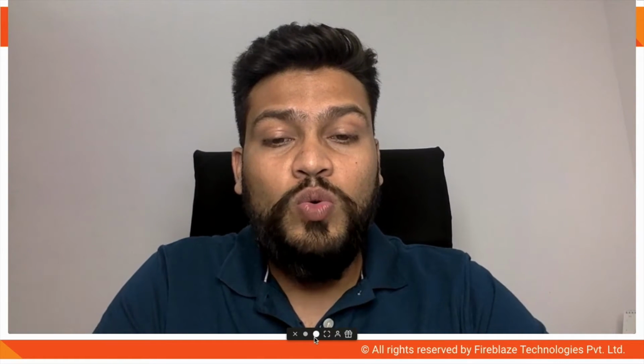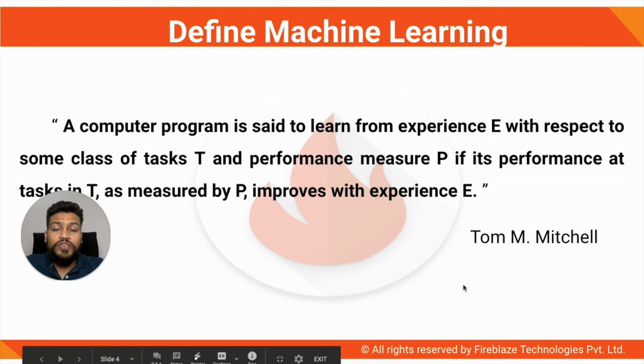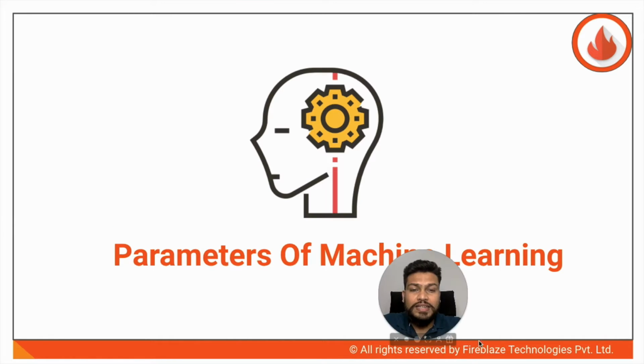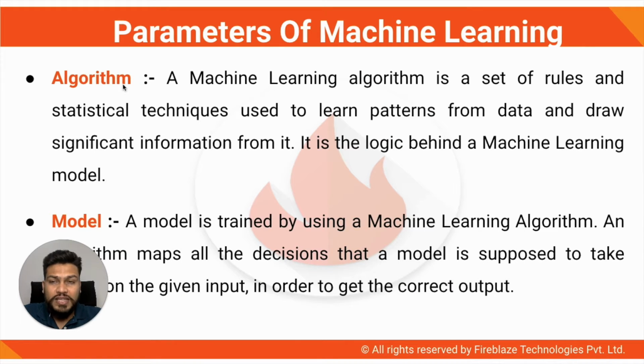Now when we dive deep into it, we need to understand what the basic parameters of machine learning are. The first parameter is the algorithm. Everyone has an understanding of what an algorithm is: steps to do anything. A machine learning algorithm is a set of rules and statistical techniques used to learn patterns from the data and draw significant inferences out of it. It is the logic behind a machine learning model.